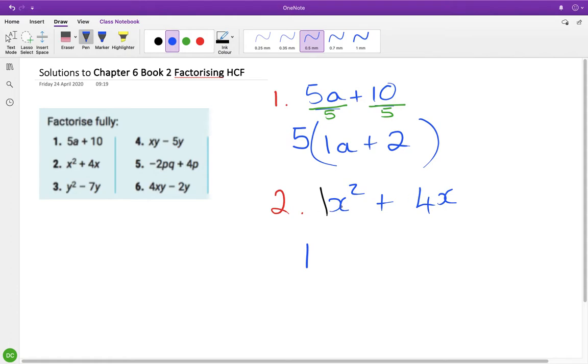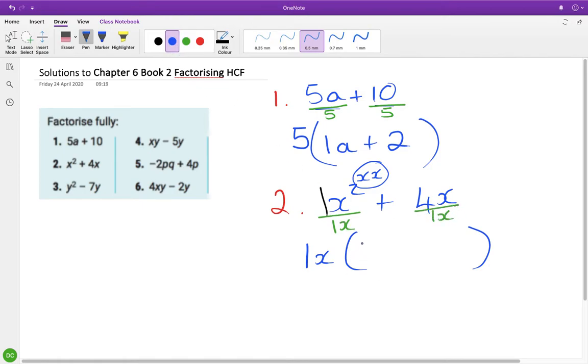So this x squared is the same as writing x twice. And then you have an x here. Okay, so we definitely have a common x. Once you've decided your highest common factor, you open up your brackets. We're then going to divide this by our highest common factor and divide this by our highest common factor.